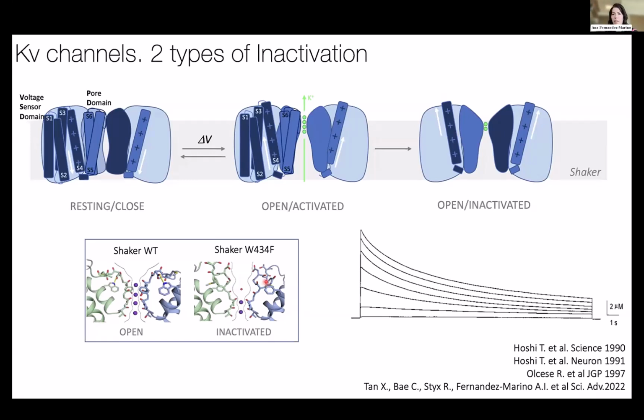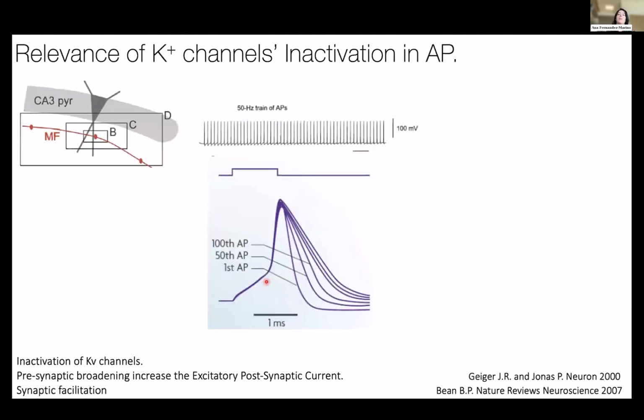But why do we care about inactivation, and why is this important? Well, because at the physiological level, it is important. What I'm showing you here is a synapse between a CA3 pyramidal neuron and a mossy fiber. And you're seeing here a train of action potentials that, from this perspective, does not look like much. But if you superimpose all these action potentials, now you can see that from the first action potential to the 100th action potential, there is this widening of the action potential shape.